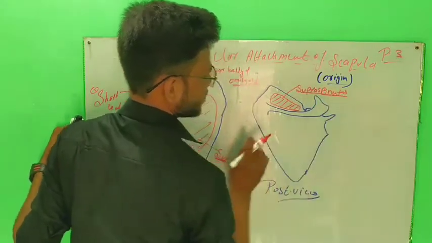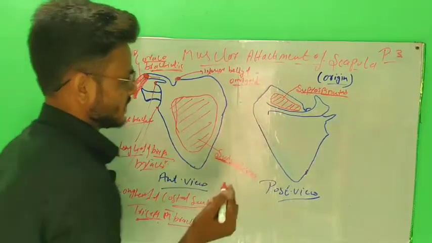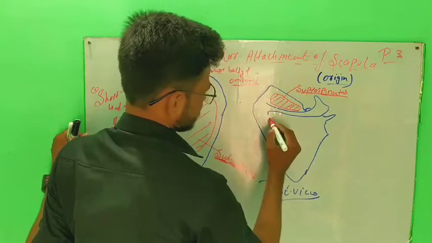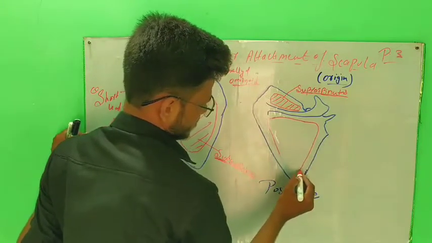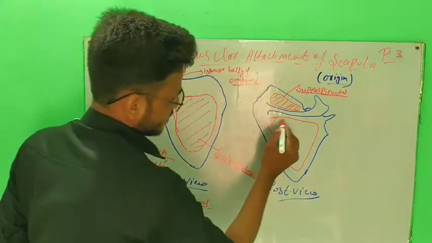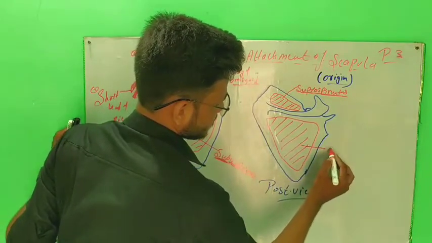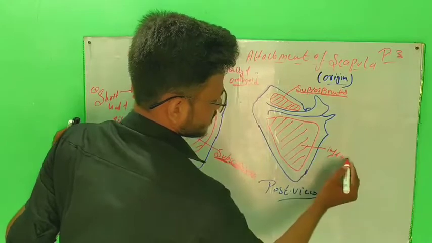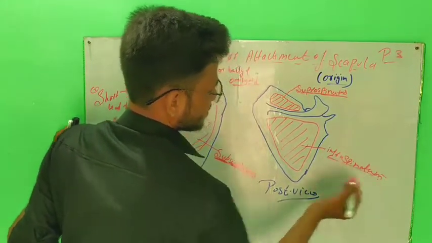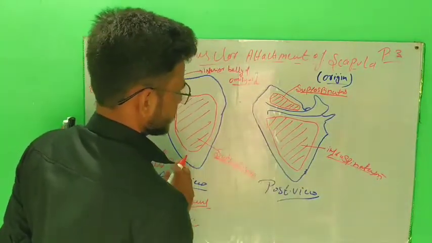The supraspinatus muscle originates from the supraspinous fossa of the scapula, and the other muscle is infraspinatus. The infraspinatus muscle originates from the infraspinous fossa.